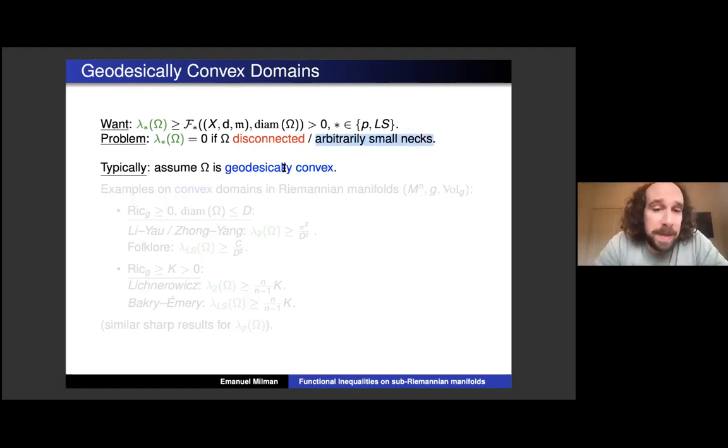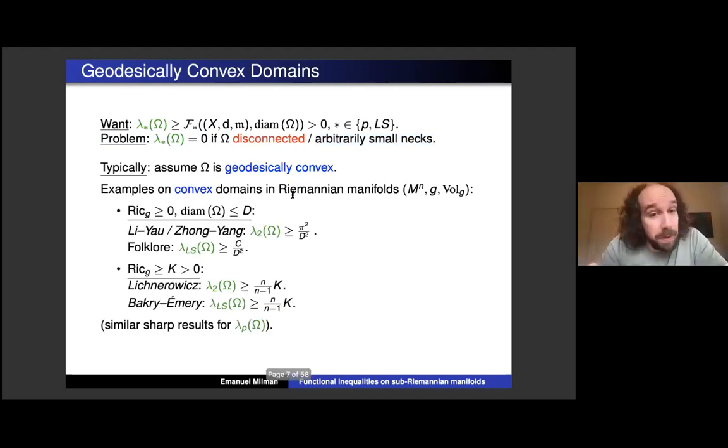And in the metric space setting, the natural assumption is to assume that omega is geodesically convex, meaning that between any two points x and y in omega, there exists a distance minimizing geodesic connecting the two points, which lies entirely inside omega. And in this talk, all geodesics are always distance minimizing geodesics. So indeed, under this additional assumption of convexity, there are well-known examples in the Riemannian setting.